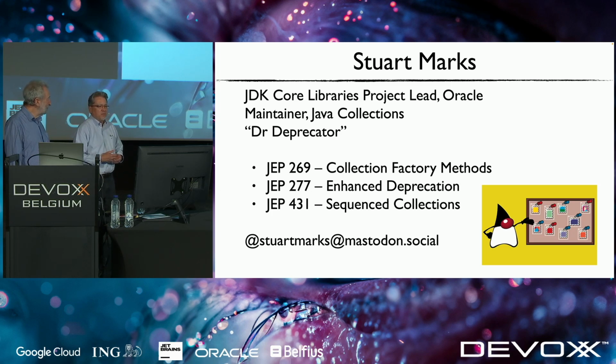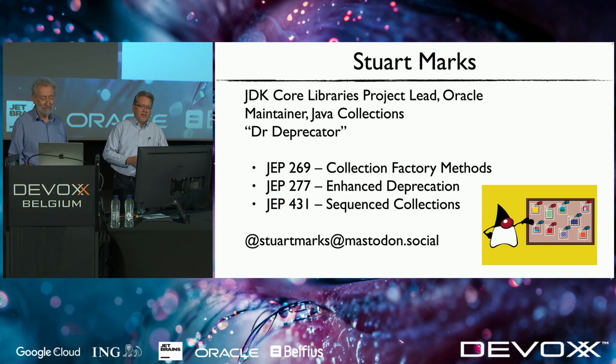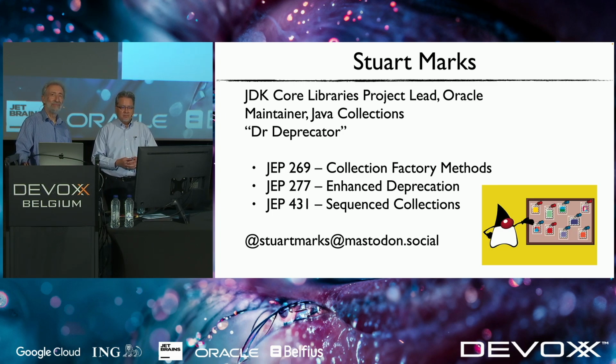But the two main collections JEPs I've done are the collection factory methods, which gave us List.of and Set.of, the unmodifiable collections, and sequenced collections, which went into JDK 21. And I hope everybody here is upgrading to JDK 21 and later and enjoying the new collections interfaces.